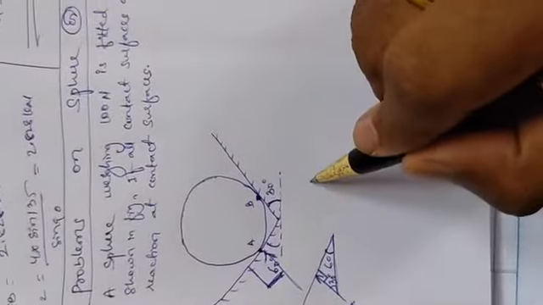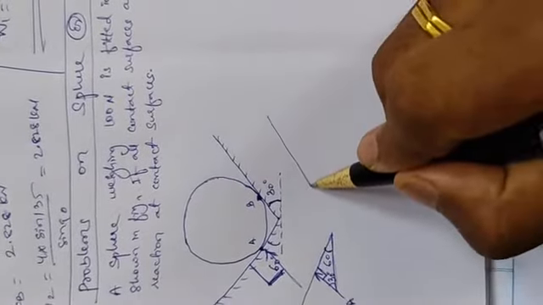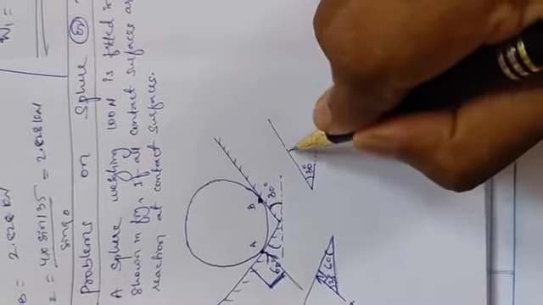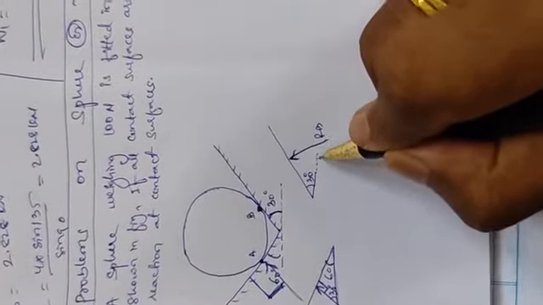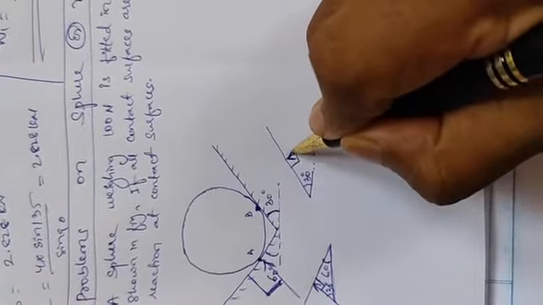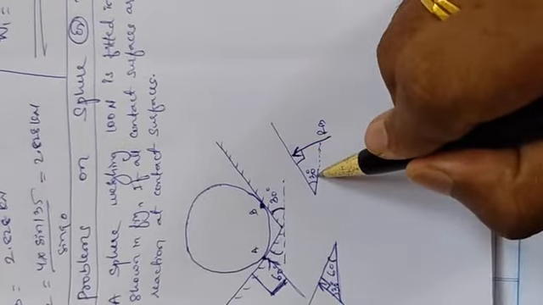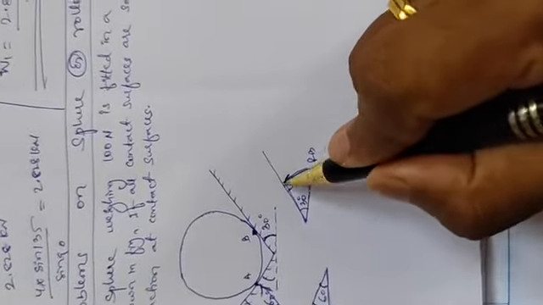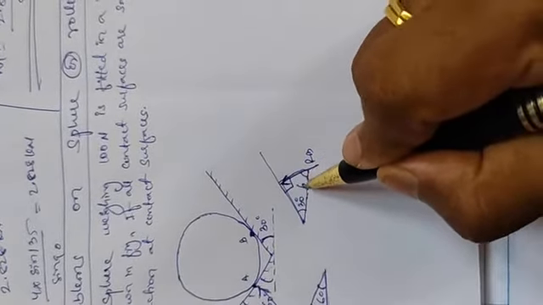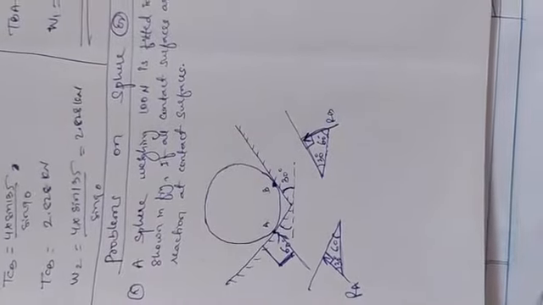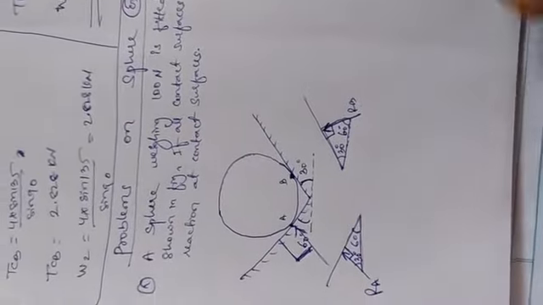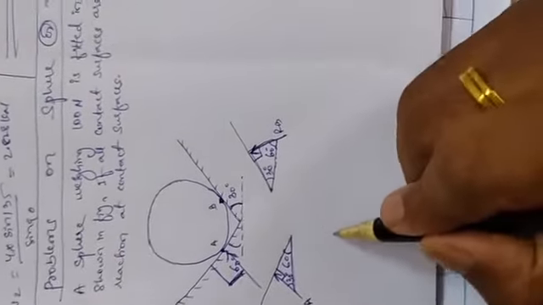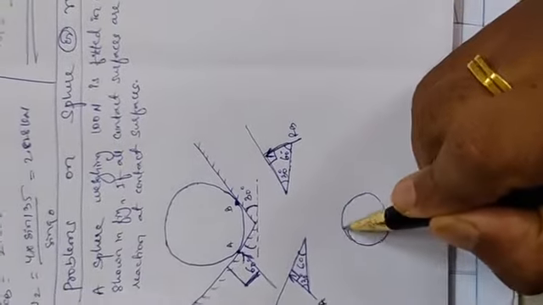Similarly, on this side we have a plane. This angle is 30. Project this line up, and here we have the reaction RB. This angle will be 90. 90 plus 30 is 120, and the angles of a triangle add up to 180, so this angle will be 60 degrees. Is it clear? This is how we need to calculate the angles made by the reactions. I will now show you how to draw the free body diagram. First, draw the sphere. Take a small sphere.